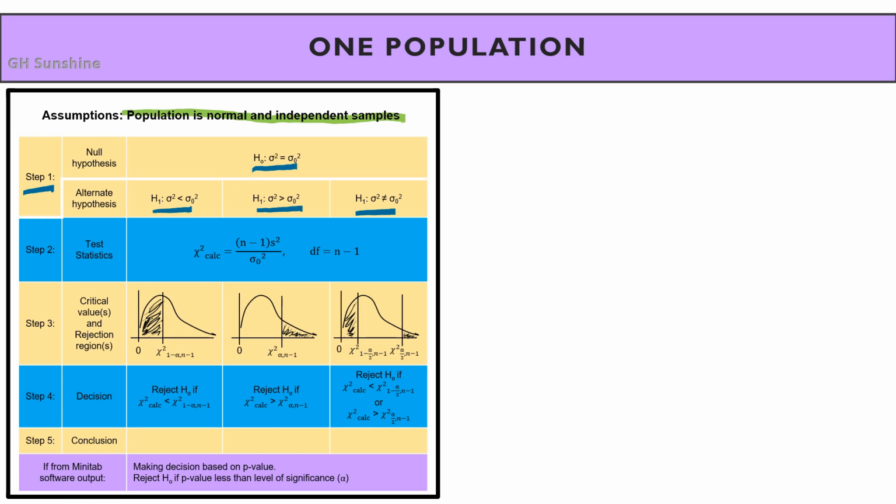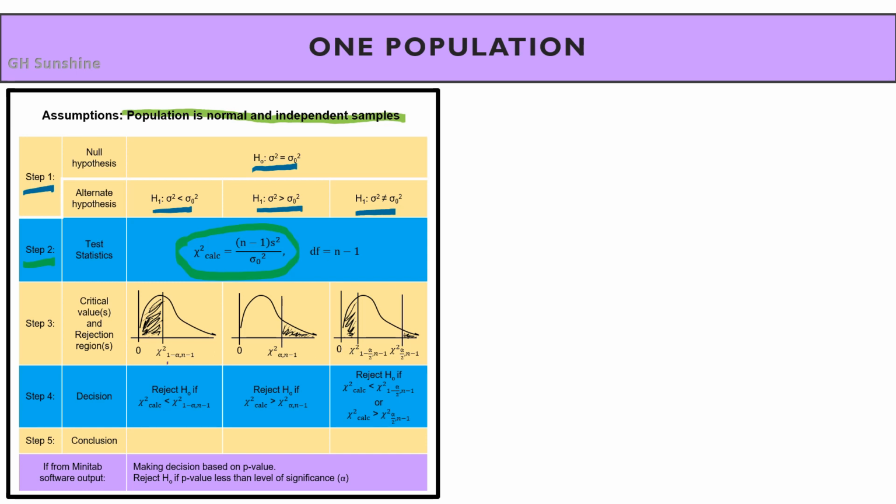The second step of the hypothesis testing is to calculate the chi-square value using this formula. And then the third step, find the critical value from the chi-square table and then find the rejection region. So first, for less than, the rejection region is to the left of the critical value.